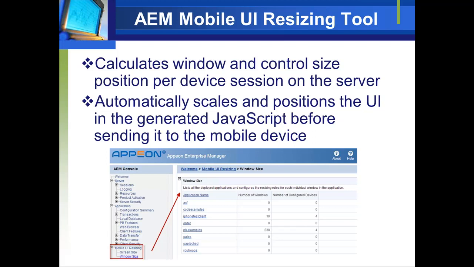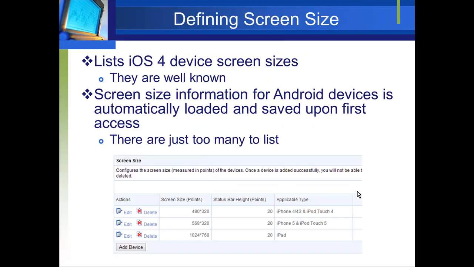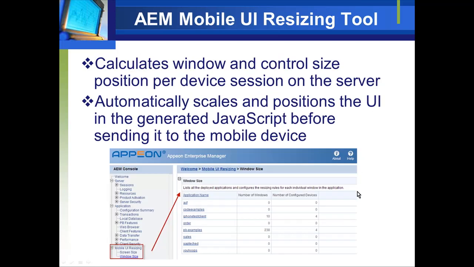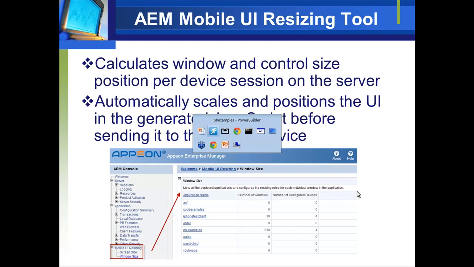Okay, now if you headed into AEM, and specifically you went down to, as I'm pointing down here in the lower left, the mobile UI resizing section, you would get a list of applications that have been deployed into your server for mobile use. And then you select your application and you drill in. Now, just a few details about this service, and then I'll show it to you in action. Okay, I'll do a little demo and I'll show this to you in action.